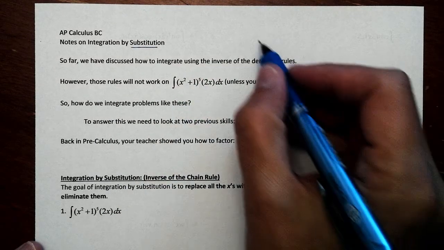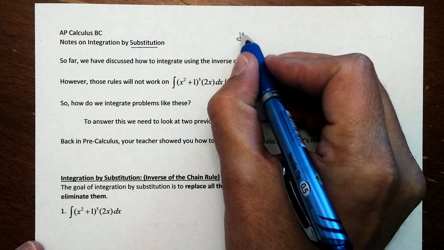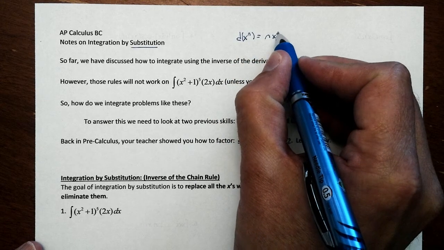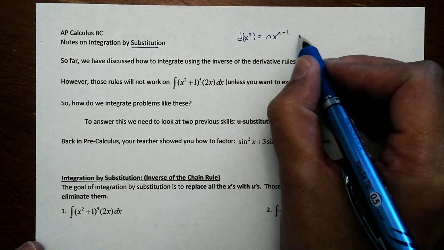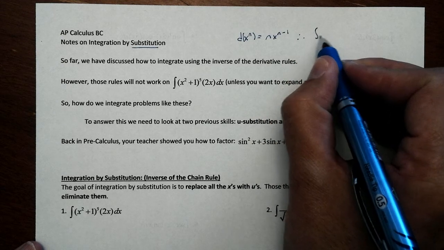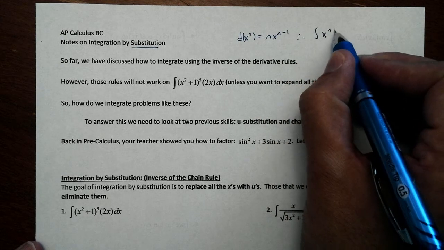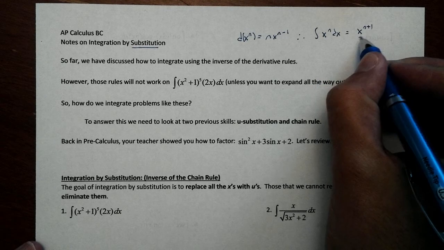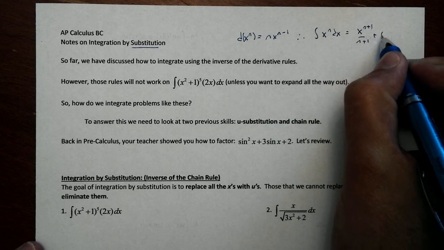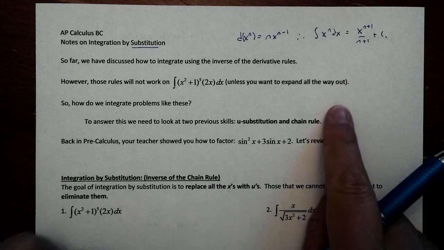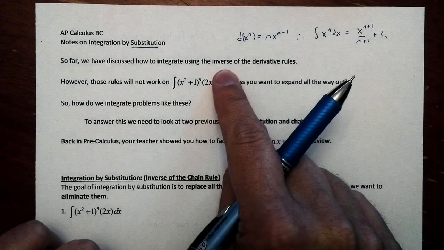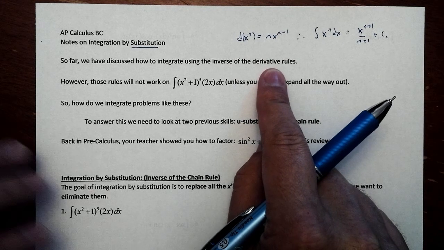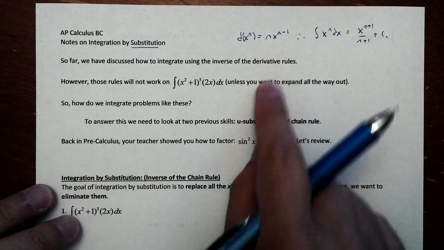For example, in our power rule, if we have the derivative of x to the n, we know that becomes n times x to the n minus 1. But if we integrate x to the n, don't forget your differential, we add to the power and we divide. And don't forget your constant of integration. So we've been talking about how to take the antiderivative using the inverse of our derivative rules. We even talked about our trigs, like sine and cosine.